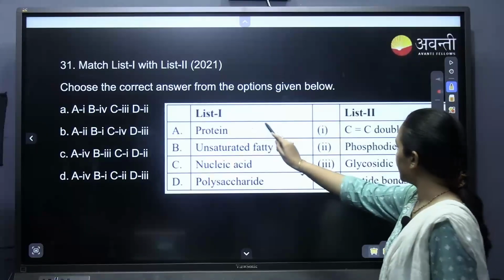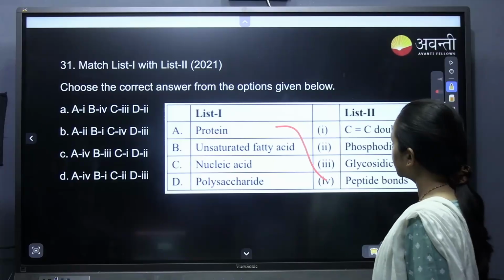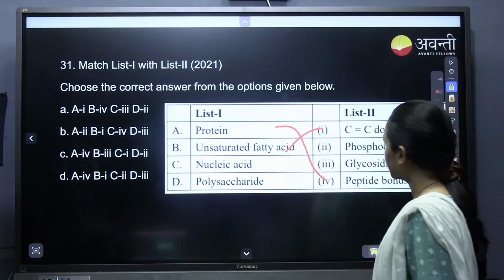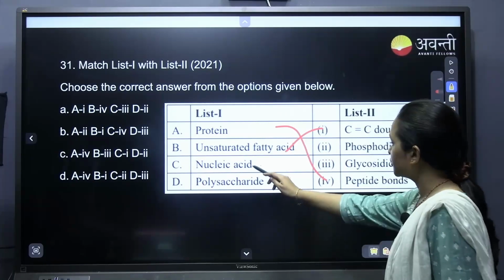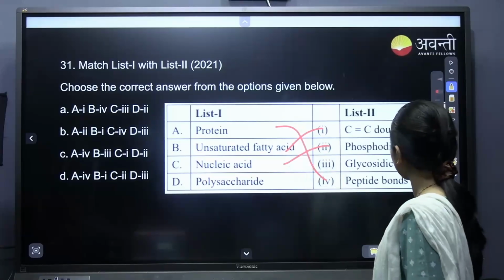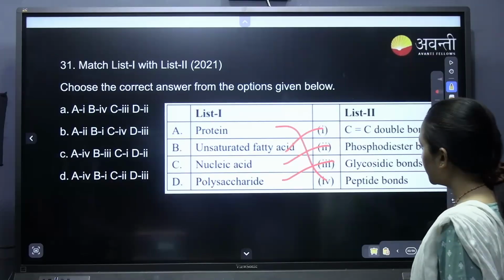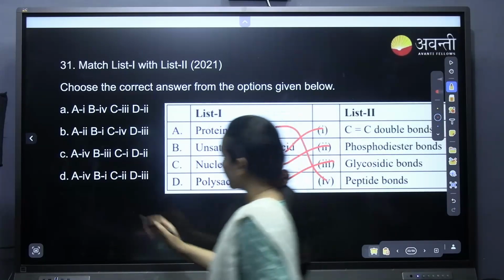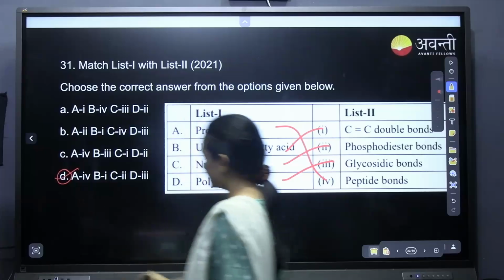Yes, very good. A is polypeptide. Unsaturated fatty acid, same thing, again they have asked. So nucleic acid is a phosphodiester bond. Polysaccharide is a glycosidic bond. A4 B1. Yes, very good. Option D is the correct answer.